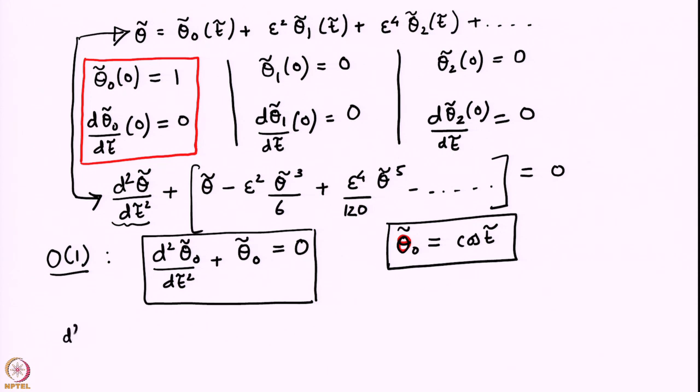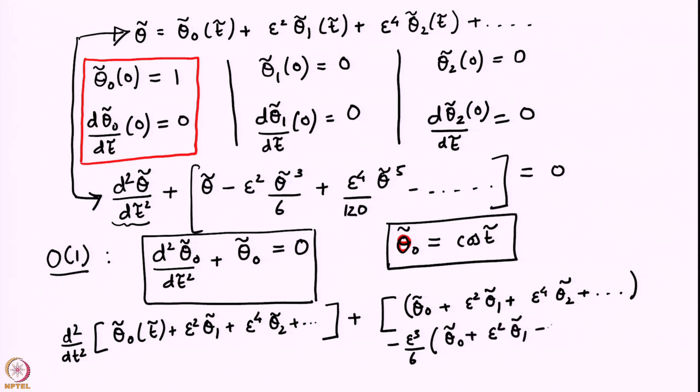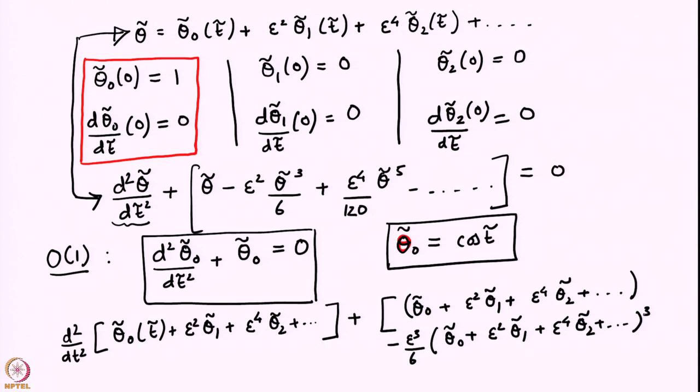So we have d square by dt square of theta tilde plus theta tilde, which is just this expansion, minus epsilon cube by 6 whole cube. And I am not writing the epsilon 4 term because we are not going to go up to epsilon 4. We just want to find out the first correction, and you will see that there is a very interesting feature which will come out. So I will just put a dot dot dot here.